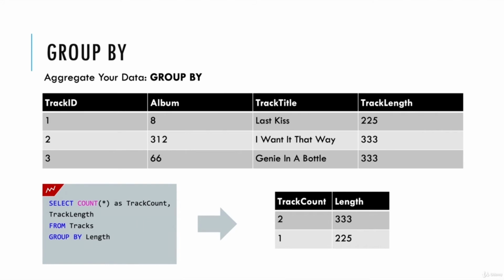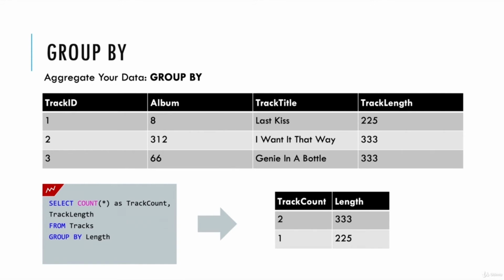Now let's dig into group by a little bit more. So in this example, we want to get the count of the tracks and the track length. So ultimately what we want to see is for every track length, how many tracks have that same length? In this example, you can see track length of 225, we would expect a 1, and 333, we would expect 2 because we have 2 tracks with that length. And if you look at our results, we have exactly that. We have a track count, and we have the track length.